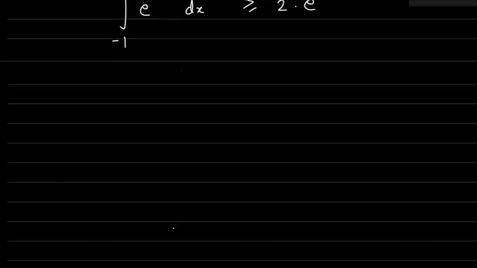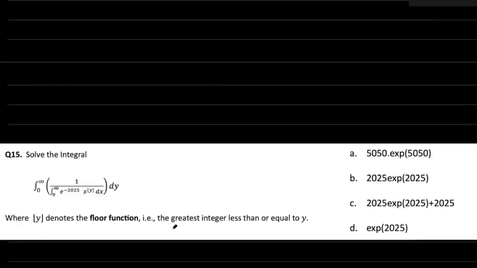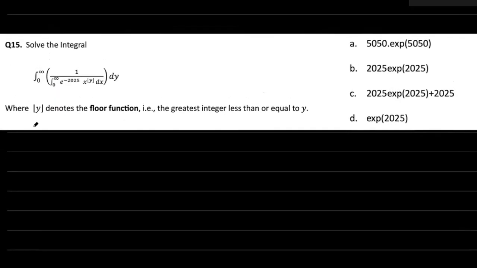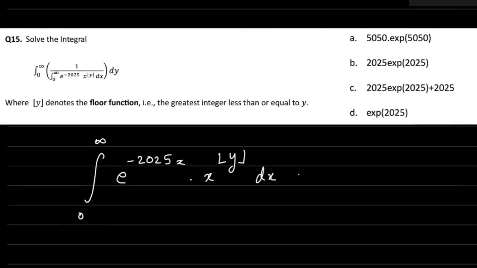It was a good question. Let's move on to the next question. The 15th question. It was quite a good question. So let's first solve this integral: e to the power minus 2025. There's an x missing here, not to worry about it. dx.